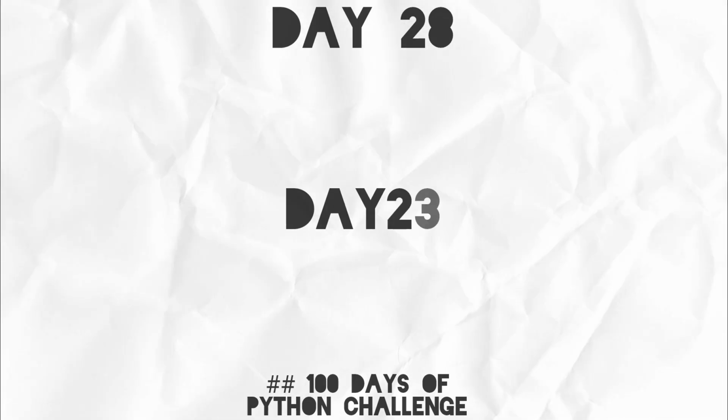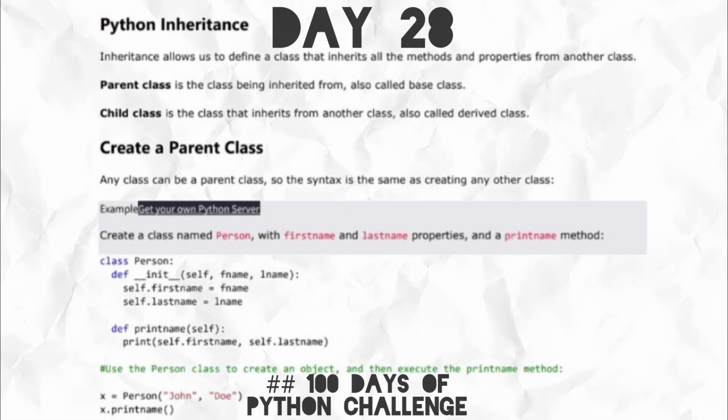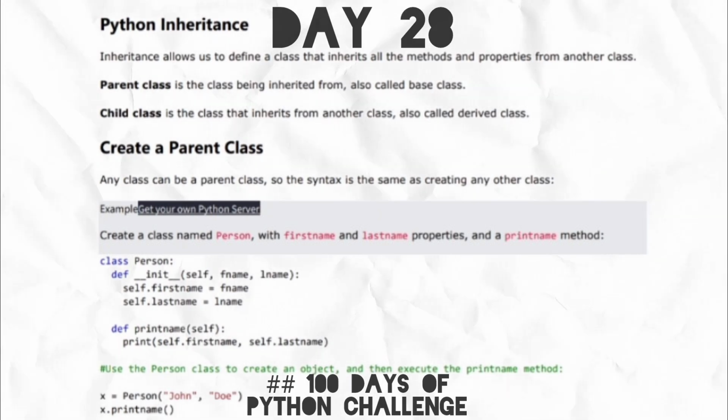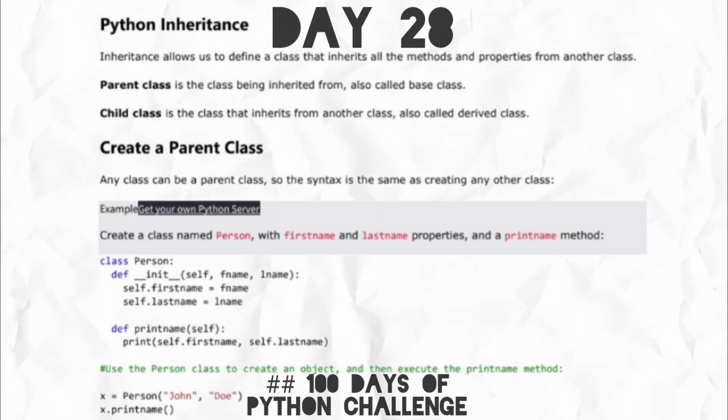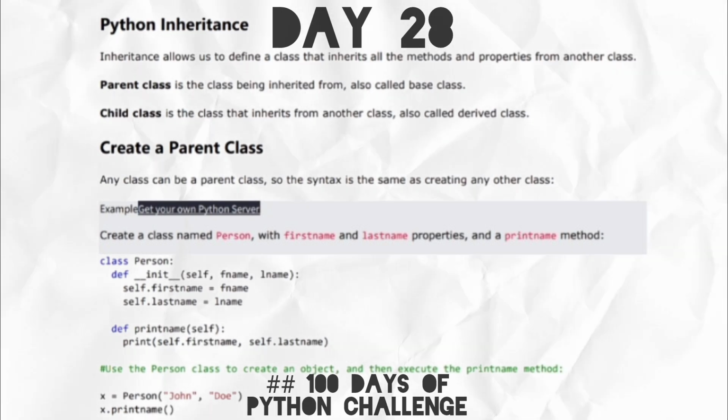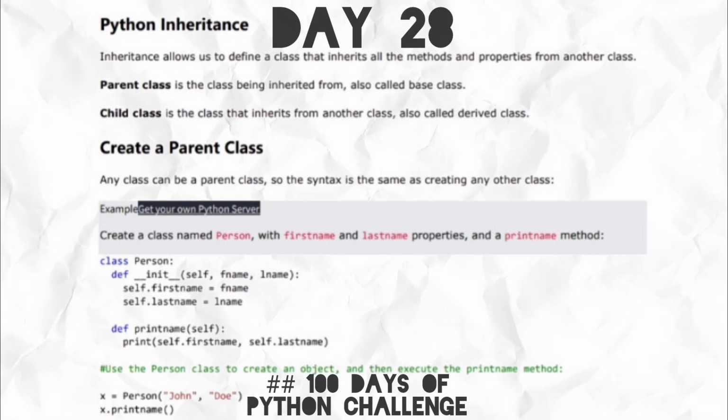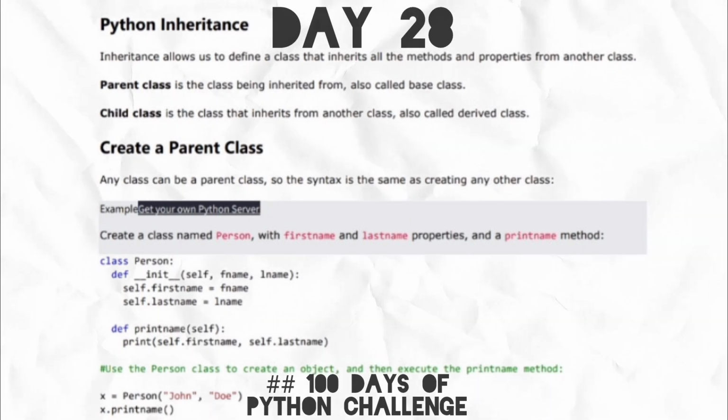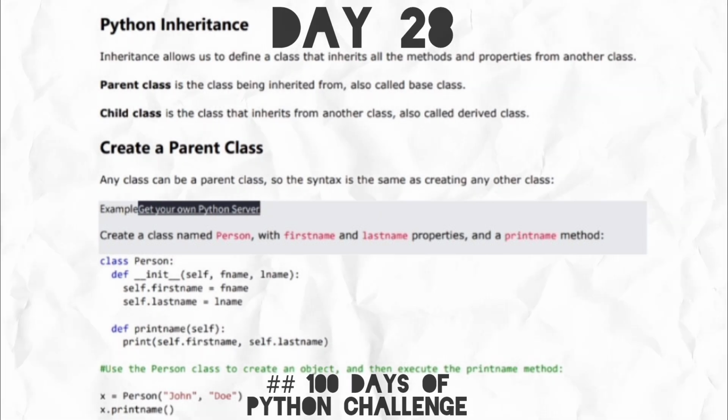On day 23, let's explore inheritance. Inheritance allows one class to inherit attributes and methods from another class. Here, student inherits from person, adding a graduation year attribute. We can create a student object s1 and use the inherited greet method. It's a great way to promote code reuse.